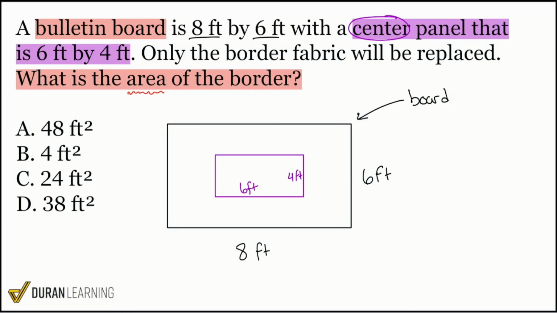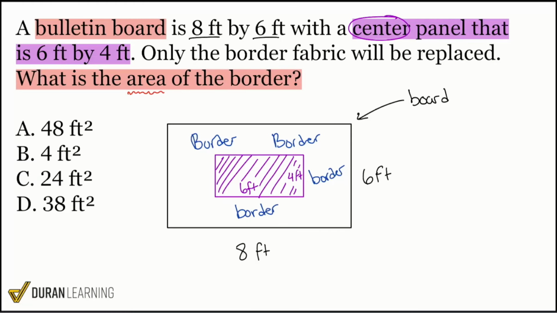Notice what it says. It says, only the border fabric will be replaced. Again, only the border fabric is going to be replaced, and we want to know the area of that border. My party people, check this out. This center panel, are we including that? No, we are not. We are including this. This is the border. This is the border, this right here. This part here on the outside. Outside the purple, but inside of the black. Right here, this is the border.